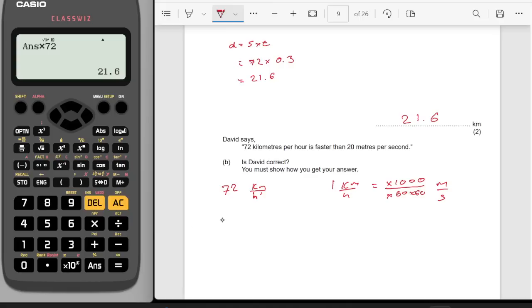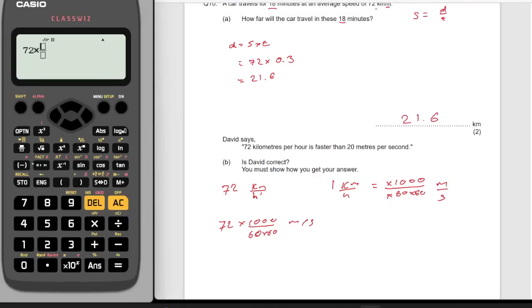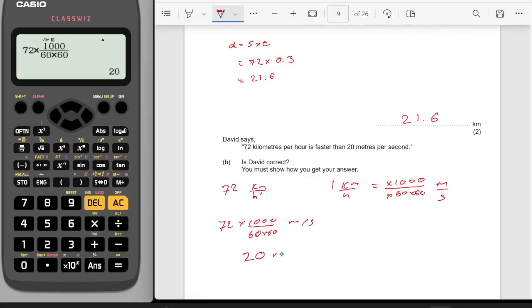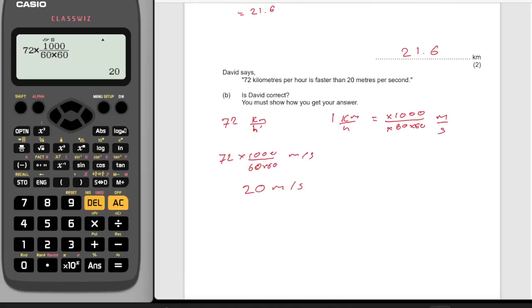So in effect, I can take this 72 times by 1,000 over 60 times 60. And that will convert it into meters per second for me. So 72 times by 1,000 over 60 times 60 gives me 20. So 72 kilometers per hour is equal to 20 meters per second. So David has said it's faster. Is David correct? No, it is equal.